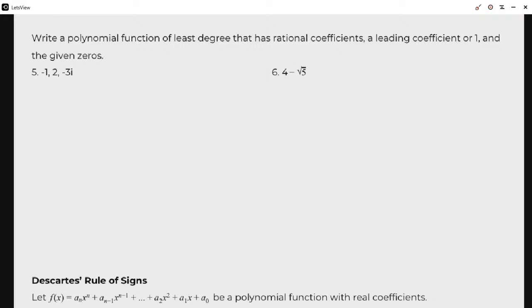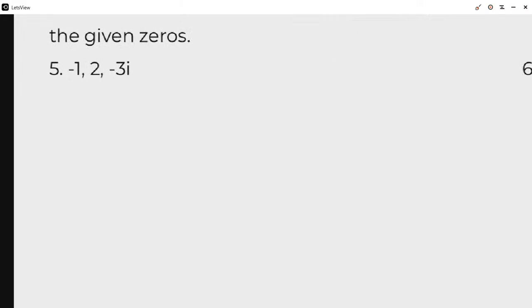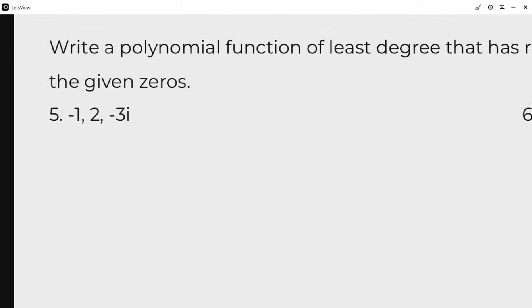Okay, so for this part, we're going to write a polynomial function of least degree that has rational coefficients, a leading coefficient of 1, oh, that should be "of" instead of "or", and the given zeros. Okay, so for number 5, we're given -1, 2, and -3i as our zeros.